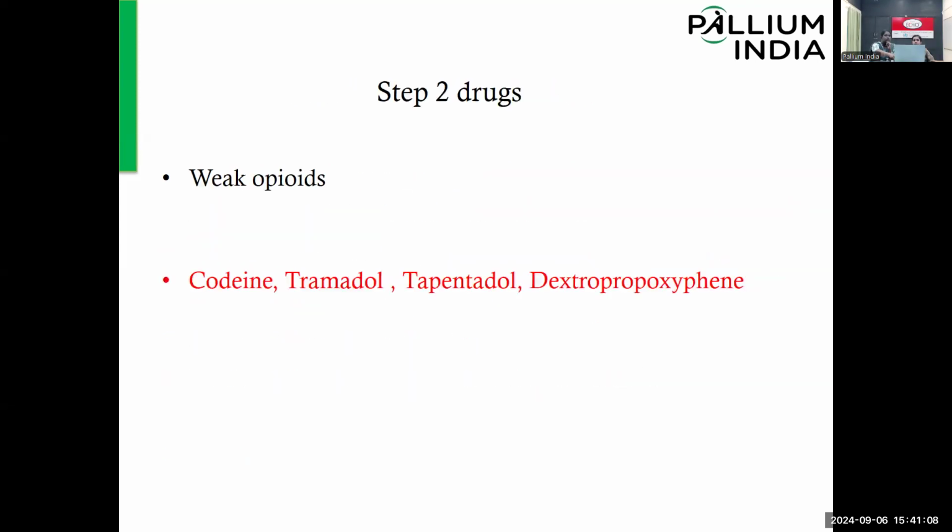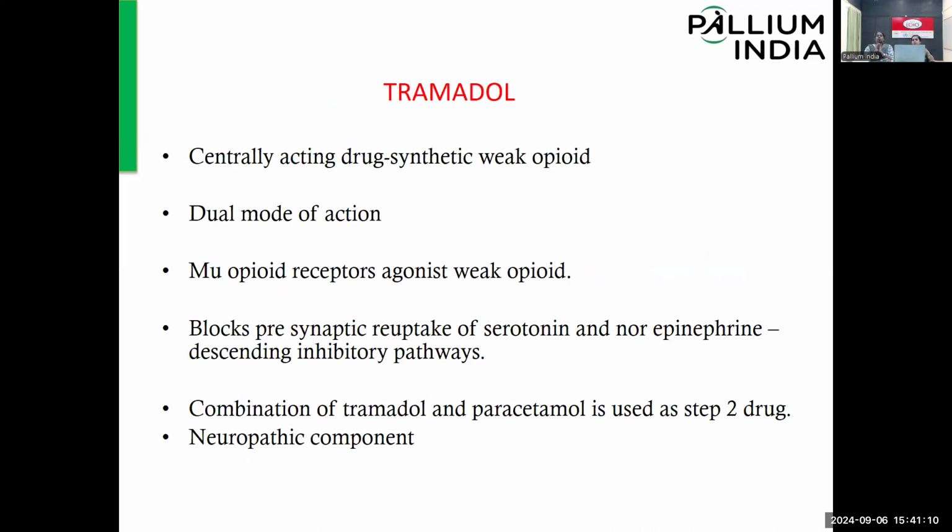Okay, next we are dealing with tramadol. I think this medicine is also commonly used in our day-to-day practice. The mechanism of action of tramadol is that it is a centrally acting drug. It's a synthetic weak opioid, and the mode of action is dual. It acts on two receptors. One is the mu opioid receptor agonist, that's why it is a weak opioid. And next, it blocks presynaptic reuptake of serotonin and norepinephrine in descending inhibitory pathways. This is the mechanism of action of tramadol.